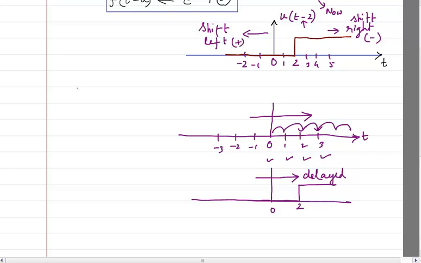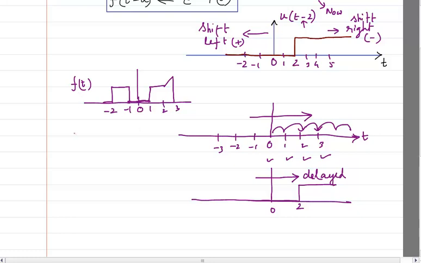Suppose I am drawing a signal f of t which looks something like this. It looks like a rather odd shape, but let it be that I am having this signal. So this was occurring at 0, this is at 1, this is at 2, this is at 3, and this is at -1, and this is at -2.